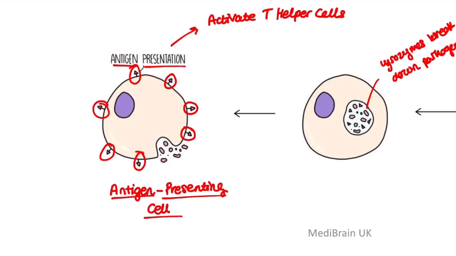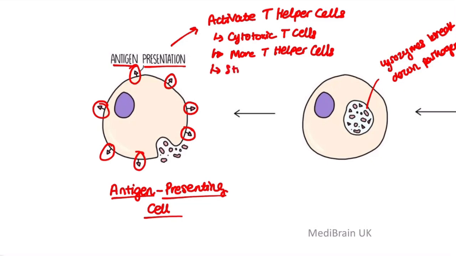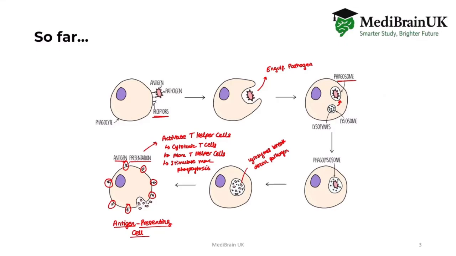Your T helper cells are the ones which are going to produce your cytotoxic T cells. These are the ones that will kill the pathogen, and they will remove any toxins that they are producing. They will counteract them. They will also produce more T helper cells, so we have enough bodies forward to fight off the pathogen. And they will also stimulate more phagocytosis. Okay, so that's what happens in your cell-mediated response.